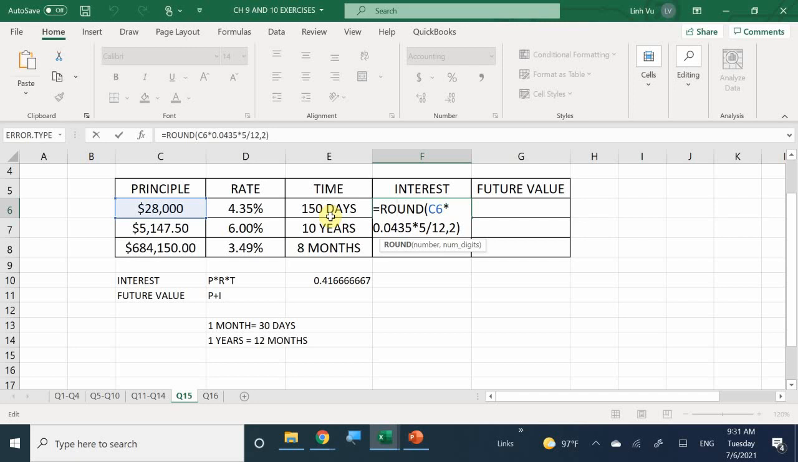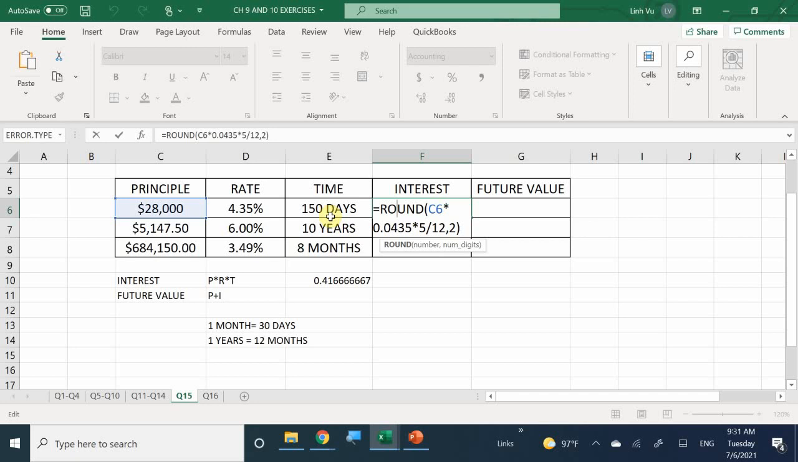So you wouldn't use the 4.35%? You are using the 4.35%. Okay, so you use that times the principal? Times the principal. No, times the time. I'm not getting it. Okay, so you have your principal, then you have your rate of 4.35, and then you have 150 days, which totals 5 months out of the year. So you would multiply the 4.35% into your principal and then multiply it by your 150 days.